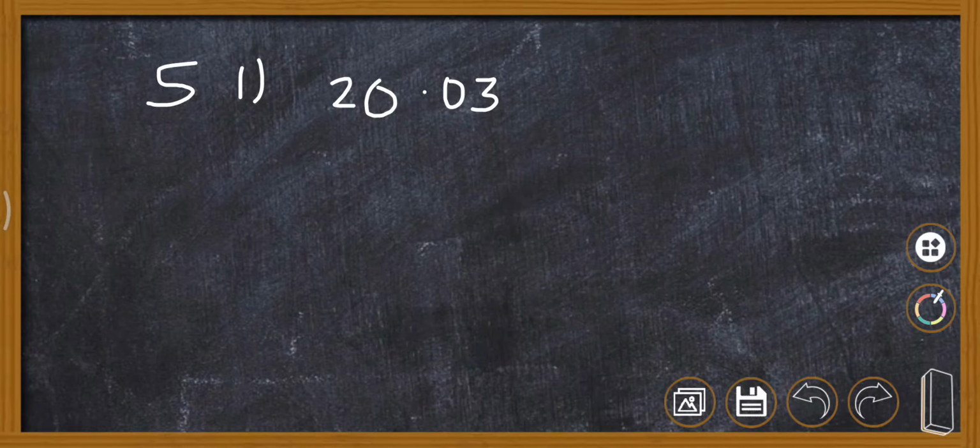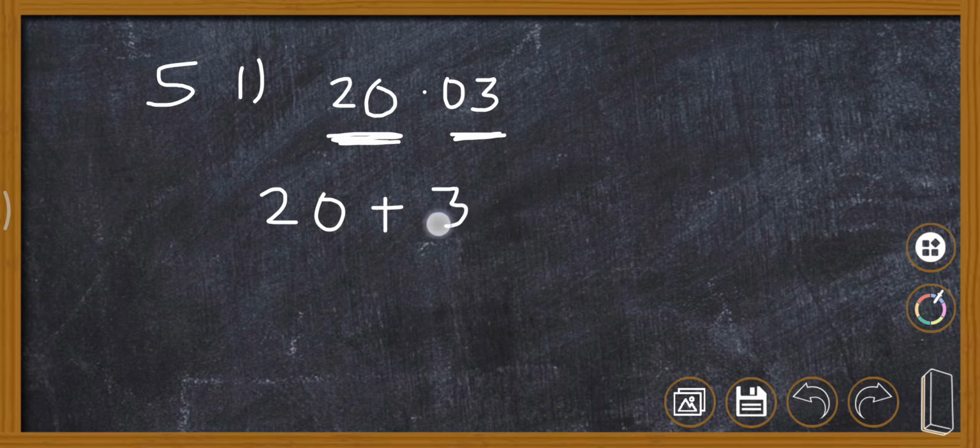Write it in expanded form. So first of all we will write the expanded form of this whole number. After that we will write the expanded form of this decimal part. So this is only 20. So the expanded form of 20 is 20. So plus, then in these decimal places, this 3 is on the hundredths place. So we will write 3 upon 100. So this is the expanded form of 20.03: 20 plus 3 upon 100.